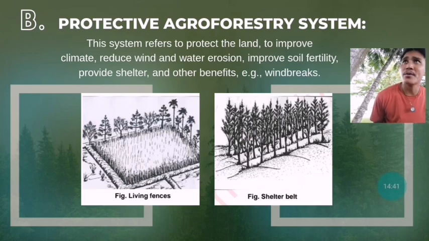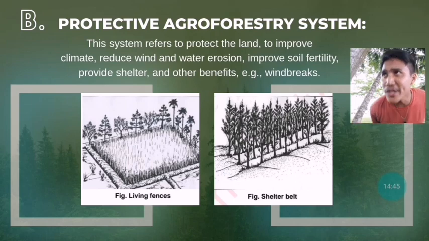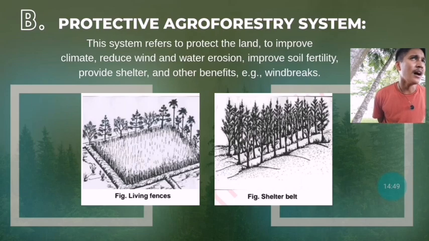Examples that protect against wind are living fences or shelter belts. Mostly what farmers use now in our area is Madre de cacao, or, I forget the other common name for it. These are called living fences. They help to reduce wind and water erosion in our area.